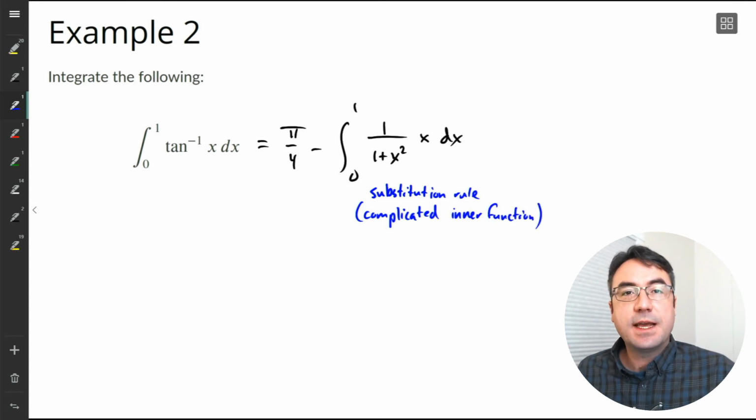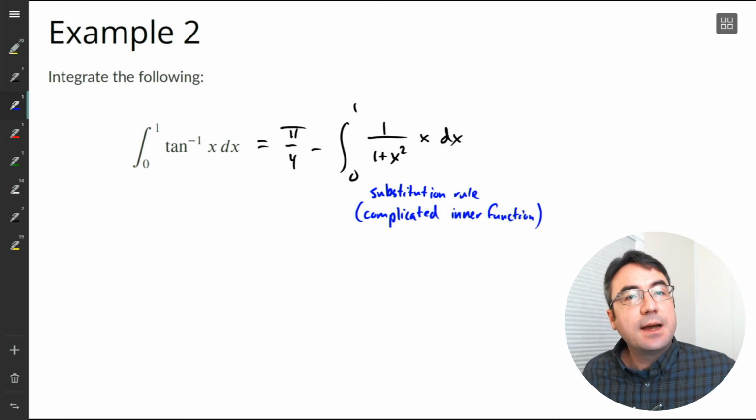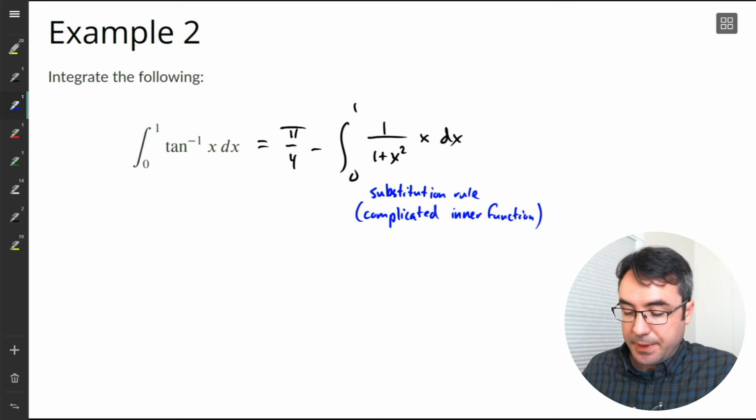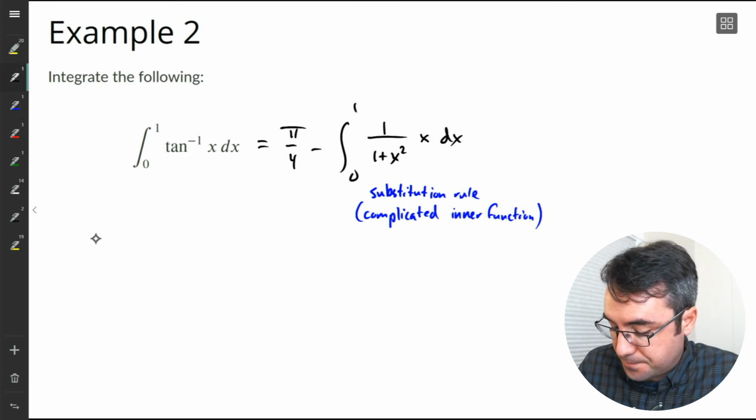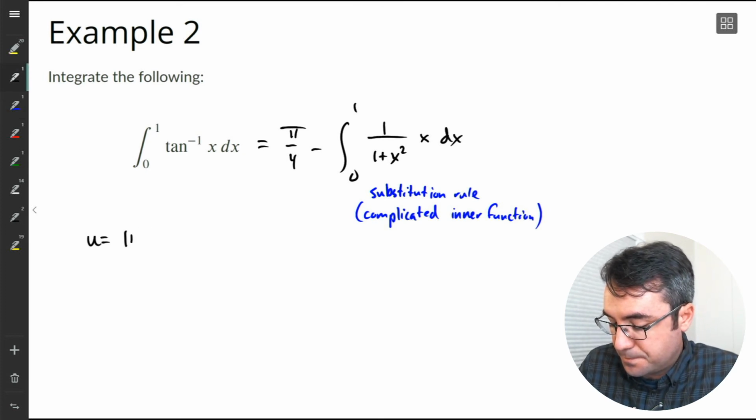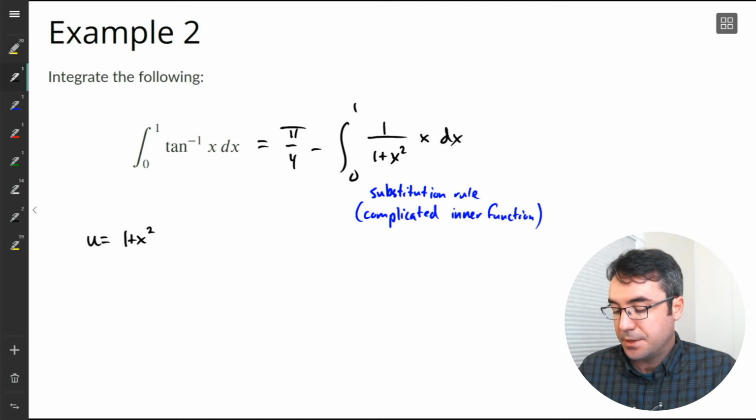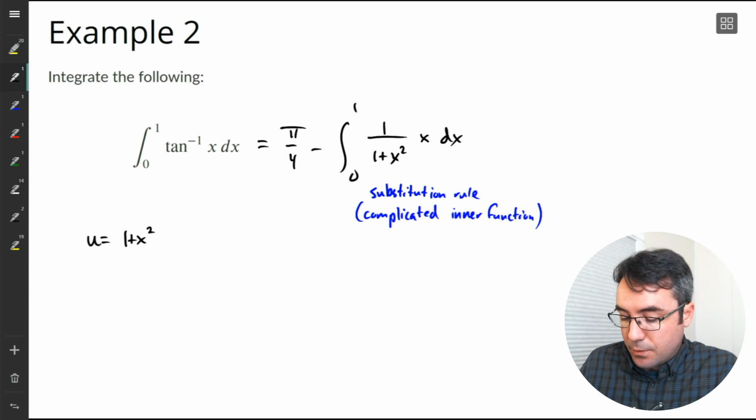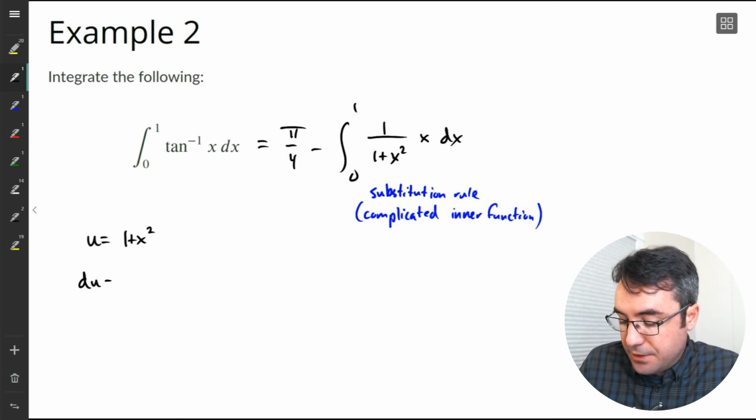So that 1 plus x squared, that's a complicated inner function. So that's what our choice for u is going to be. So we're going to let u equal the denominator there, 1 plus x squared. We're going to calculate the differential du. So this will be 2x dx.